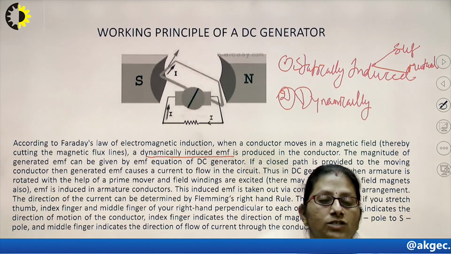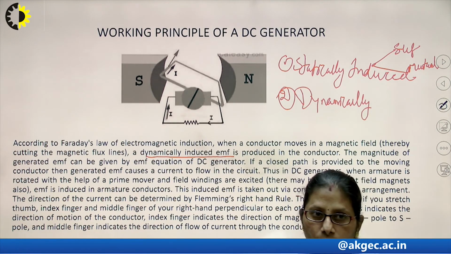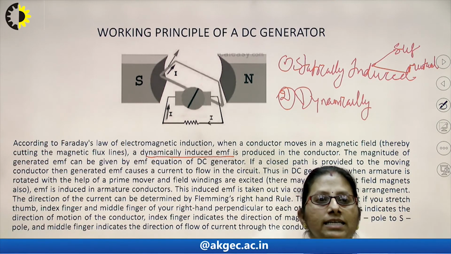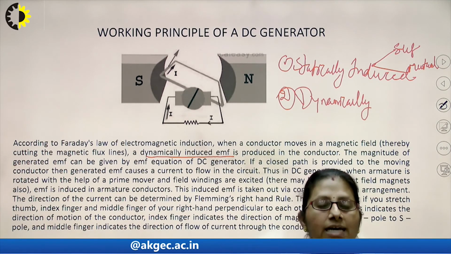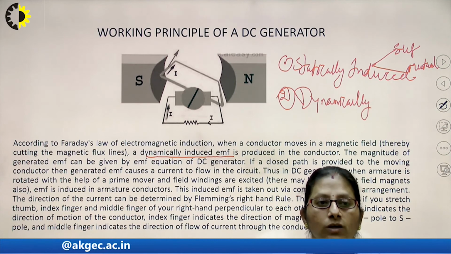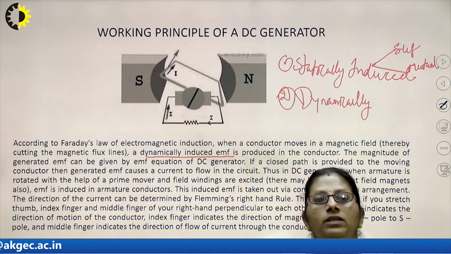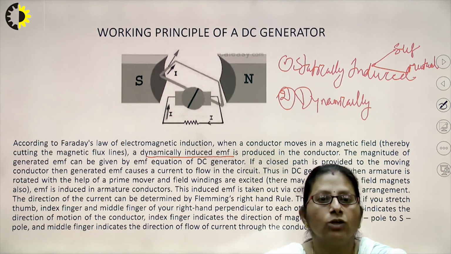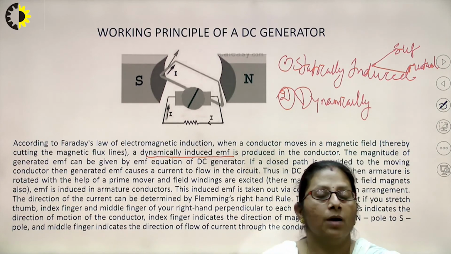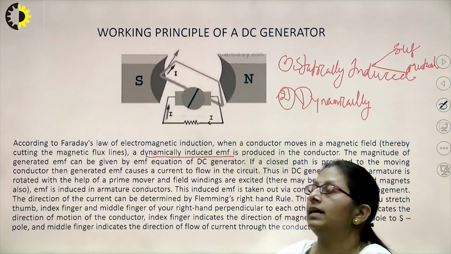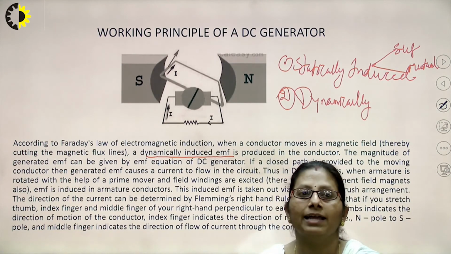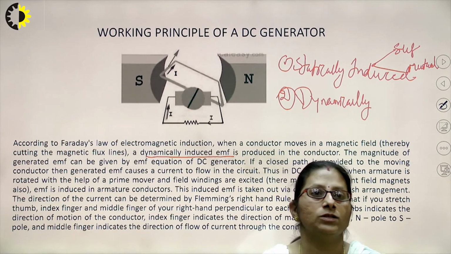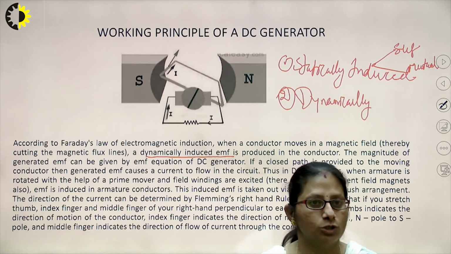Coming to the DC generator, we don't have a statically induced EMF over there. We have a rotating part, right? So the EMF induced in a DC generator or a motor is nothing but a dynamically induced EMF, because this is the induced EMF we are getting because of electromagnetic induction. For that, I need a rate of change of flux. It can be because of the rotation of the conductor with respect to the field, or the rotation of the field with respect to the conductor, right? Either of the two has to move. I need to have a relative motion between the two.